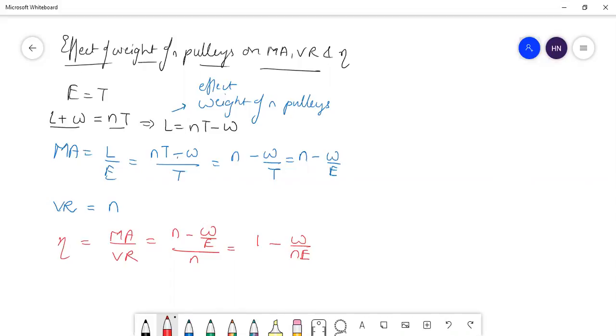So that means the efficiency has decreased. If there is a weight involved, obviously if the weight of the pulley is more, then the value of the second quantity will be more. So 1 minus, obviously the efficiency is decreasing. It is not 100%. Efficiency is always less than 100%, which happens in actual pulley systems. Hence, we take pulleys as light as we can so that the efficiency can be near to 100%.